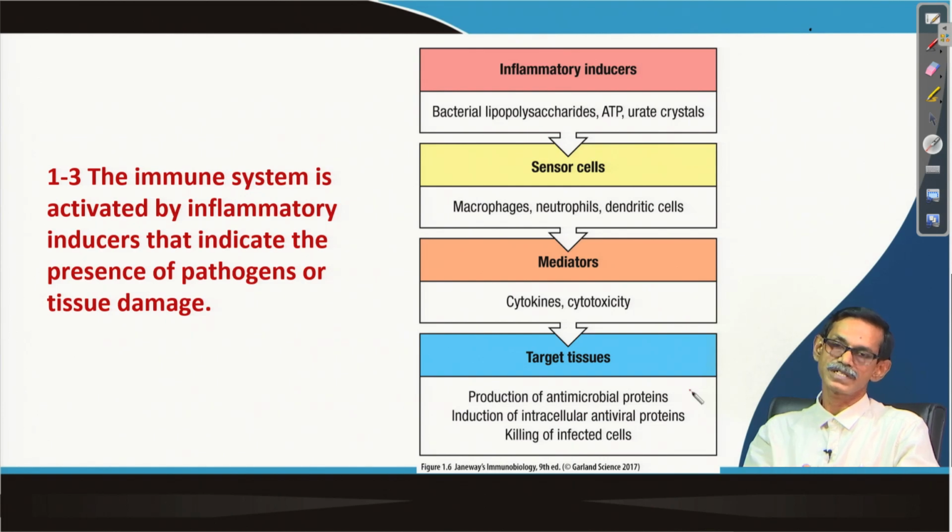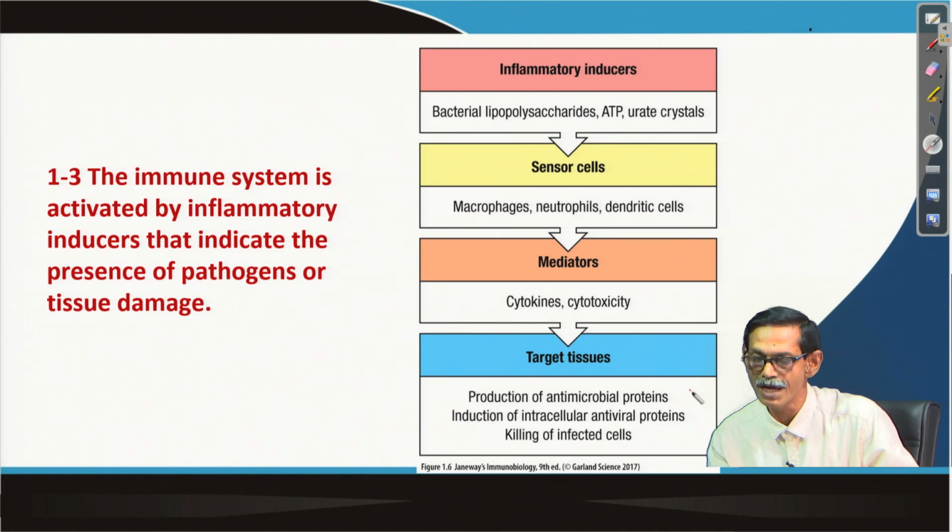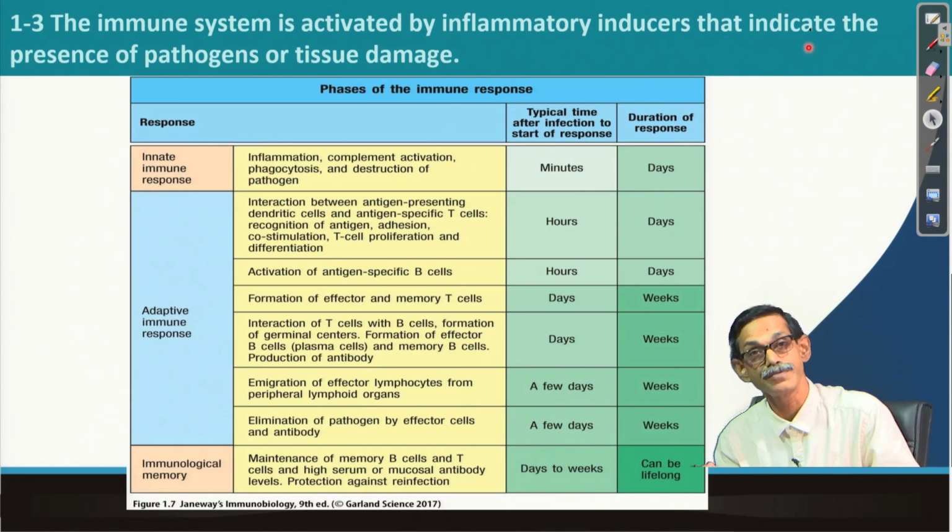The infection can happen in damaged tissue, a cut site of the body, or through food, or direct contact in blood. Now, the phases of immune response. If you follow the table, there is the typical response time after infection to the start of the response, and the duration of the response. The innate immune response is mediated by inflammation, complement activation, phagocytosis, and destruction of the pathogen. It starts within a minute and can continue up to days.